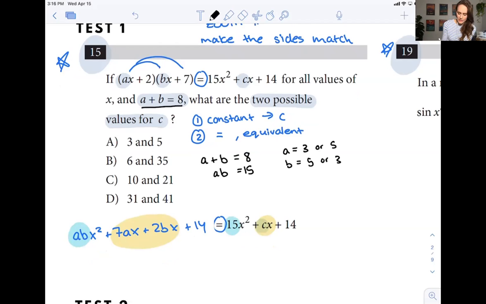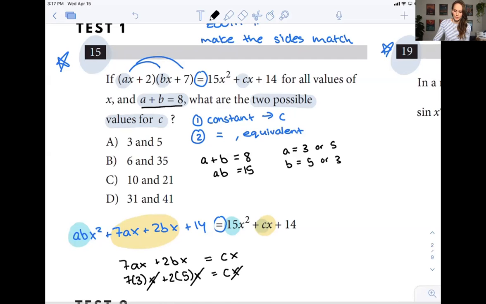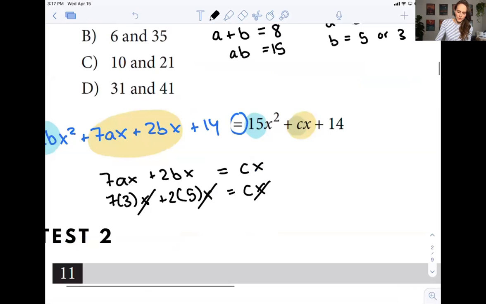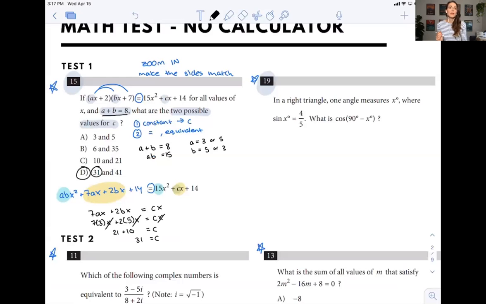So I can plug in here for 7ax plus 2bx equals cx, my A equals 3 and my B equals 5. So I'm going to say 7 times 3x plus 2 times 5x equals cx. And you'll note here that each term contains x, so I can just cancel those out. And I would have here that 21 plus 10 equals C, so 31 equals C. So that's going to be D, which is 31. If we swap those and we used 5 for A and 3 for B, we would get the 41 for C.